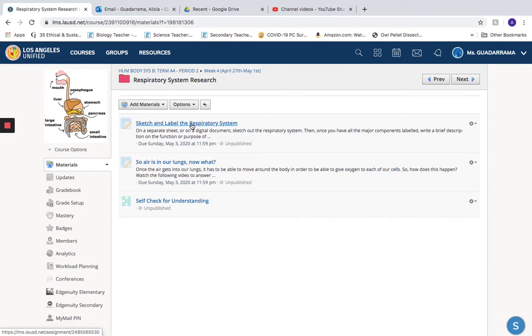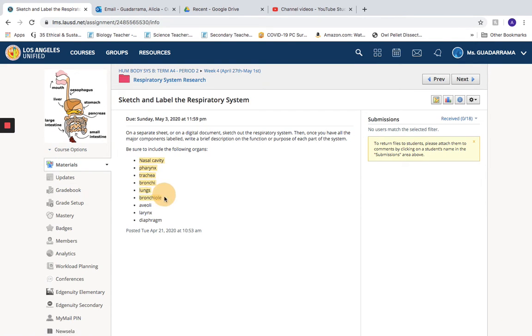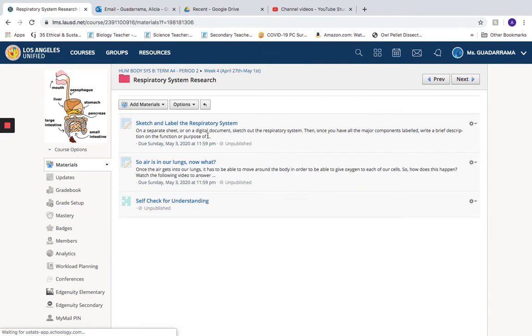So just like we did with the digestive system beforehand, you're going to sketch and label the respiratory system with descriptions of what each part of the respiratory system does. I included here the organs or parts that you do want to include on your drawing. So there's that. That'll be one assignment.